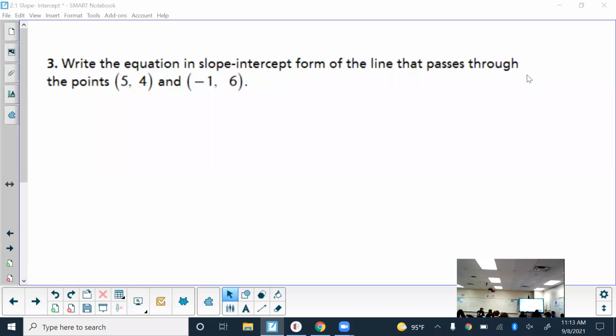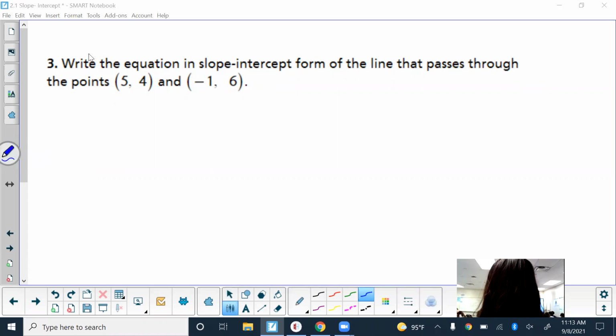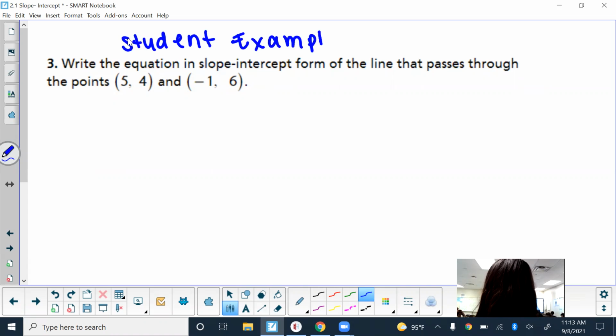So for this one, the student example on your note sheets, you are supposed to write an equation in slope-intercept form that goes through these two points. So what is slope-intercept form again? Y equals mx plus b.